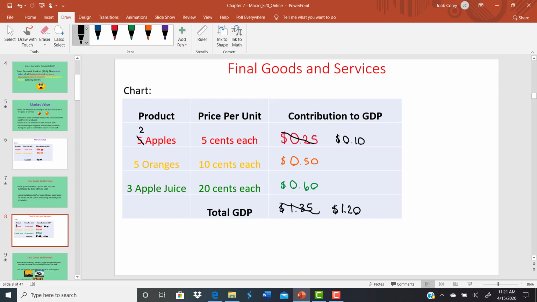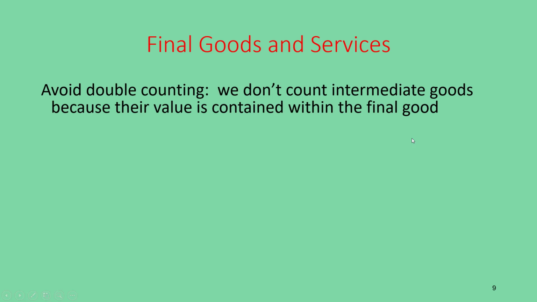So the apples that are eaten and consumed by their ultimate user, that's going to get added to GDP. But the apples that are converted to apple juice, you don't count those at their original selling price because the value of those apples is already included in the value of that apple juice. Right. So make sure you understand that, to avoid that whole idea of double counting. You don't want to count the intermediate goods because their value is already contained within the final good. So you've got to be very careful when you're thinking about which things are being included in GDP.